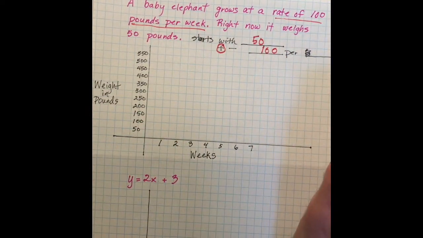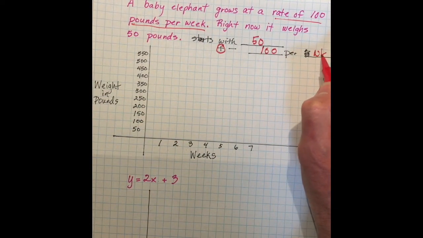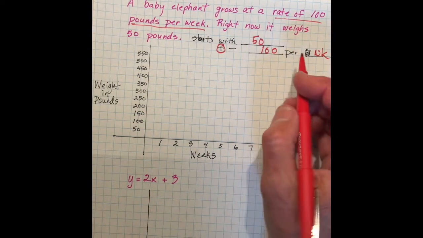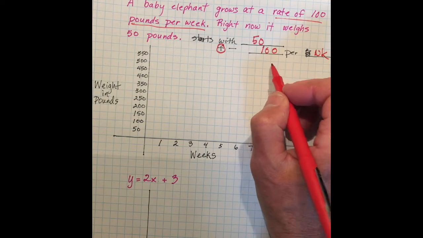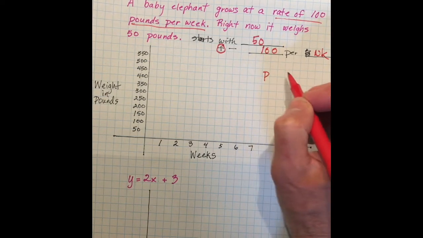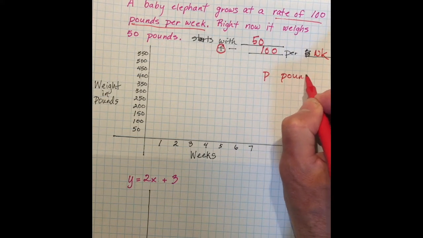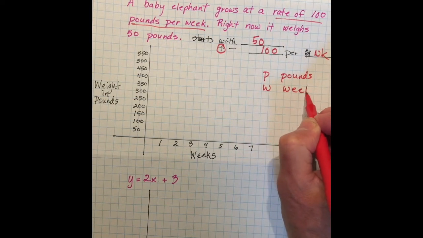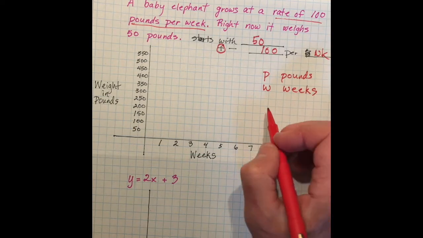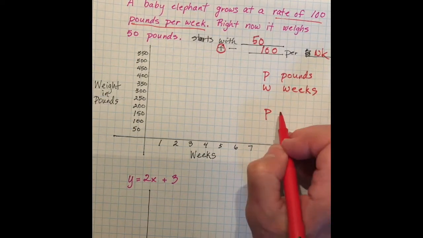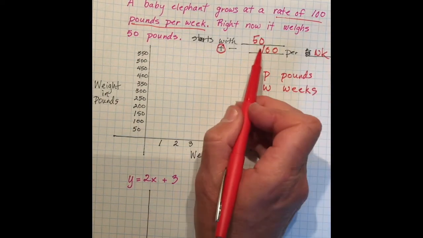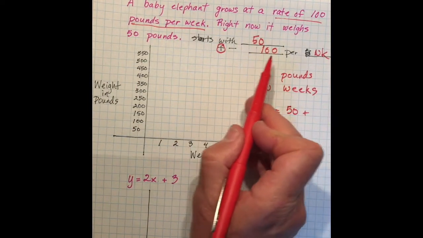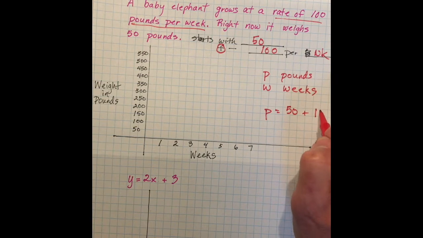100 per week. And so our equation will be, let's use P for pounds and W for weeks. So the total poundage of that elephant will be equal to the start number of 50 plus 100 times the number of weeks.